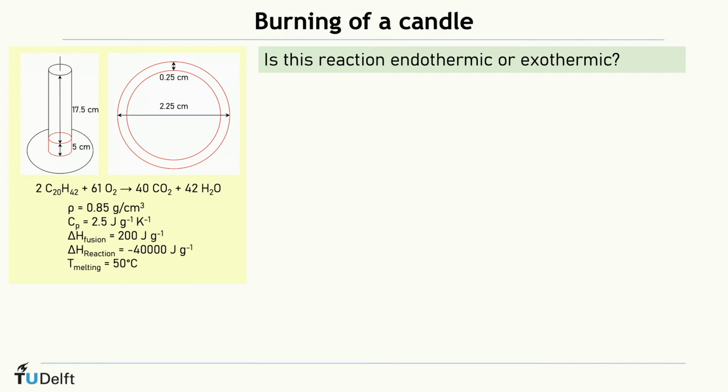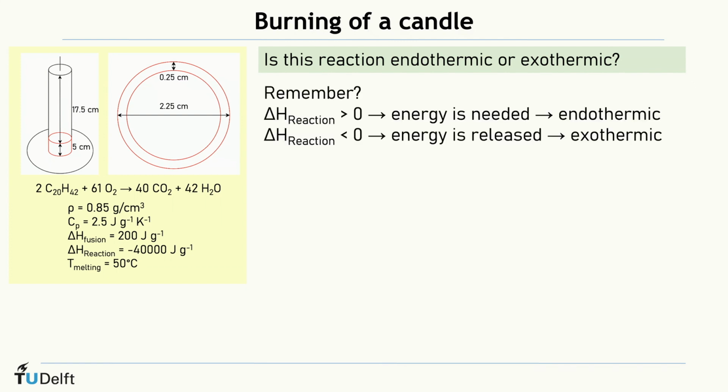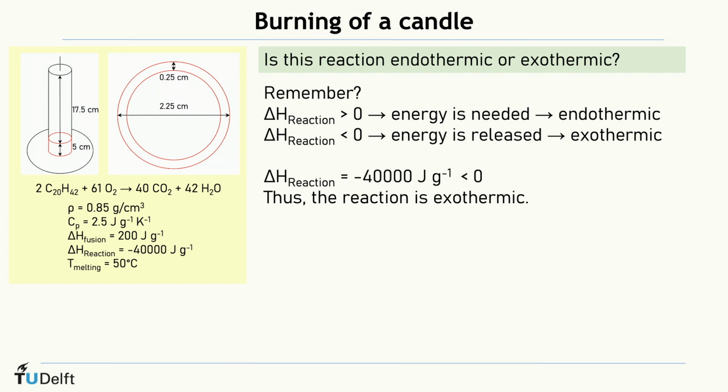The next question: is the reaction endothermic or exothermic? Do you remember that when the heat of the reaction is bigger than zero, energy is needed for the reaction to occur, and this means that it is an endothermic reaction. When the heat of the reaction is smaller than zero, energy is released, making the reaction exothermic. In this case, the heat of the reaction is minus 40,000, well below zero. The reaction will release heat and is exothermic. Let's move on to the next question.